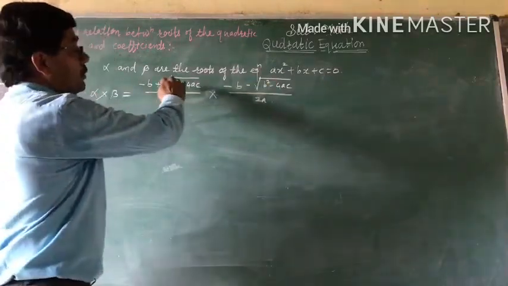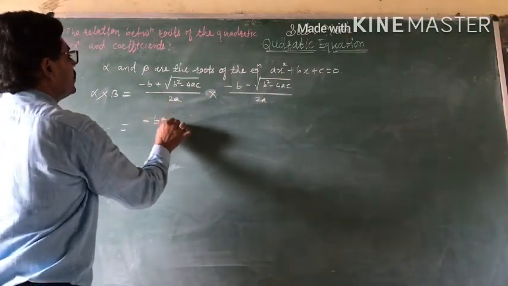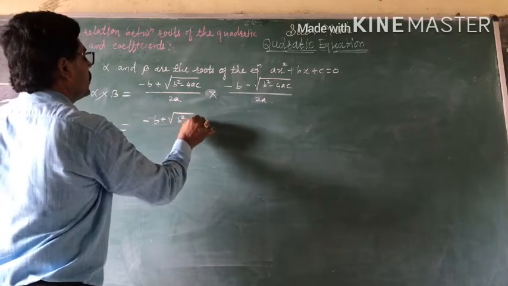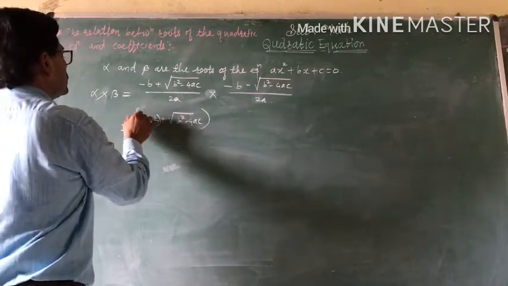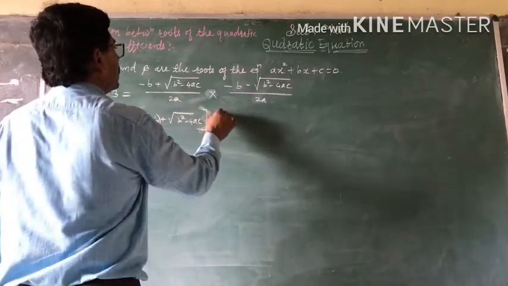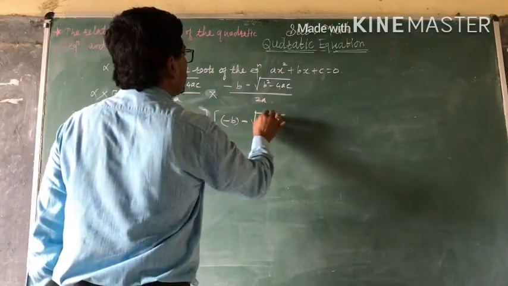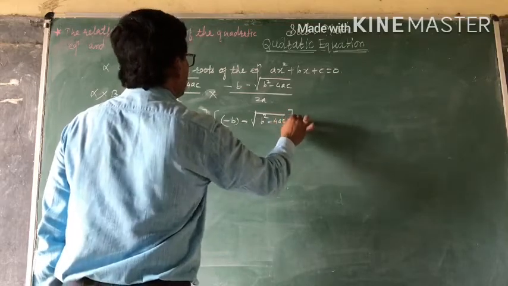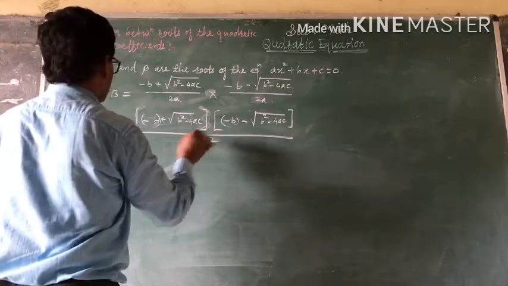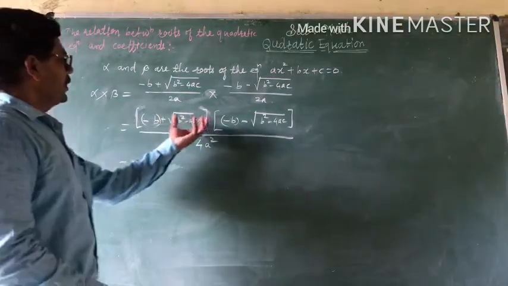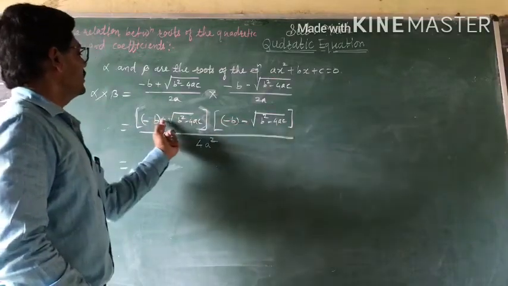In the product, we directly multiply the numerators and multiply the denominators: [minus b plus root b square minus 4ac] into [minus b minus root b square minus 4ac], divided by 2a into 2a, which is 4a square. Now here are the two terms, and here are also the same two terms, with a plus sign and a minus sign.